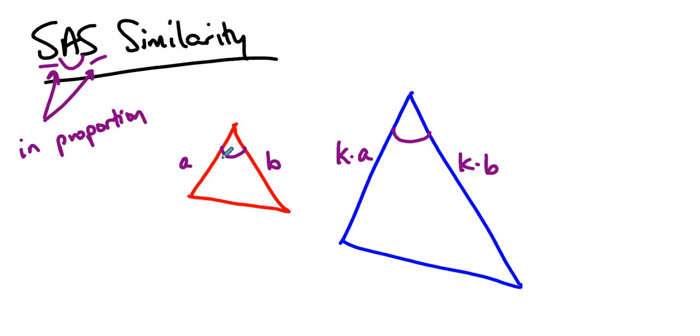So when we do side-angle-side congruence, these two sides have to be exactly the same measure as these two sides. When we talk about side-angle-side similarity, it's enough to say that they are in proportion.